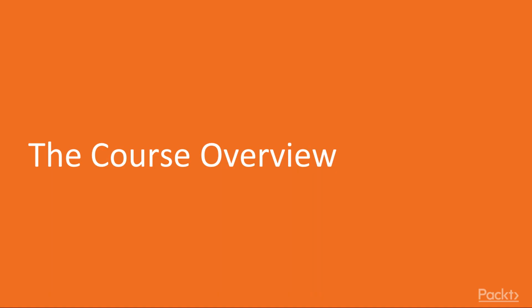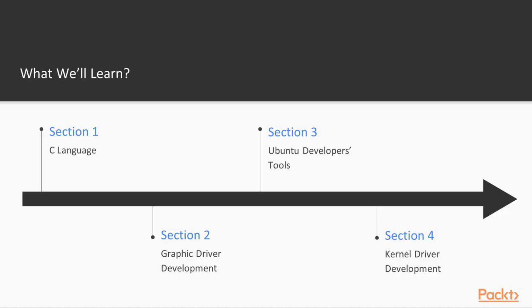Over here, we're going to be viewing our course overview. Now, this is what we're going to learn. We're going to learn the C programming language, the C language used for system programming like operating system or compiler development. The C programming language is also used for developing operating systems.